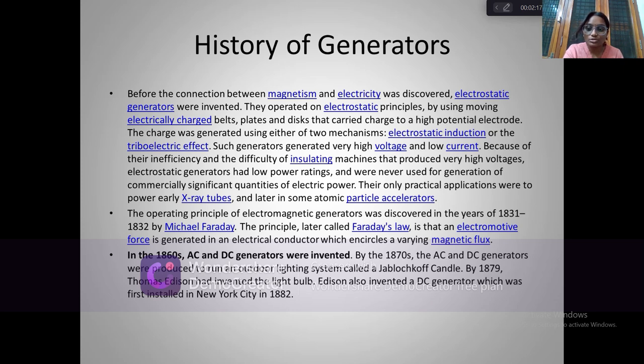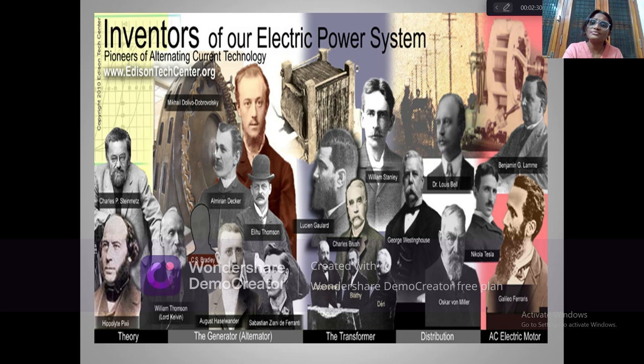By 1879, Thomas Edison had invented a light bulb. Edison also invented a DC generator, which was first installed in New York City in 1882. Here are some famous personalities and inventors of our electric power system. Here you can see Nikola Tesla, William Thomson, and Sir Charles Brush. These are some famous personalities who dedicated their lives to our electric power system.